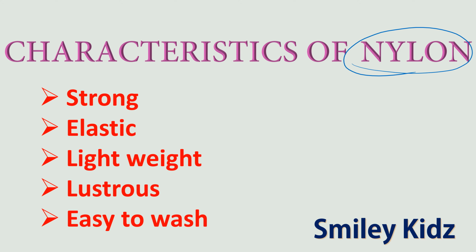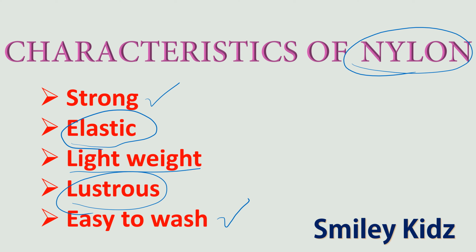Characteristics of nylon. Nylon is so strong that it is used to make nylon parachutes and also the ropes for rock climbing. Nylon is elastic. Nylon is lightweight, lustrous and it is easy to wash. Nylon has become very popular for making clothes.